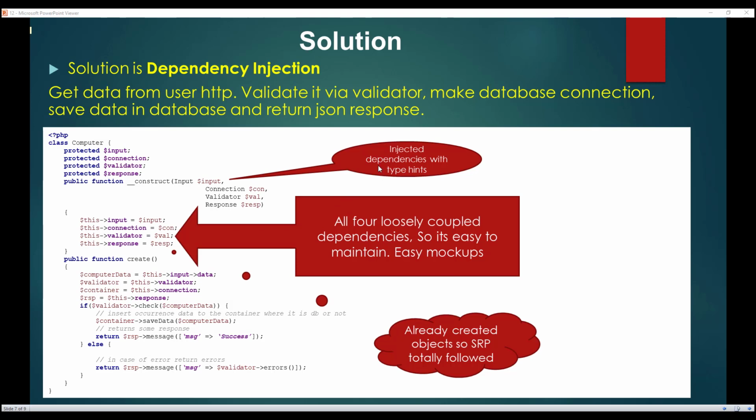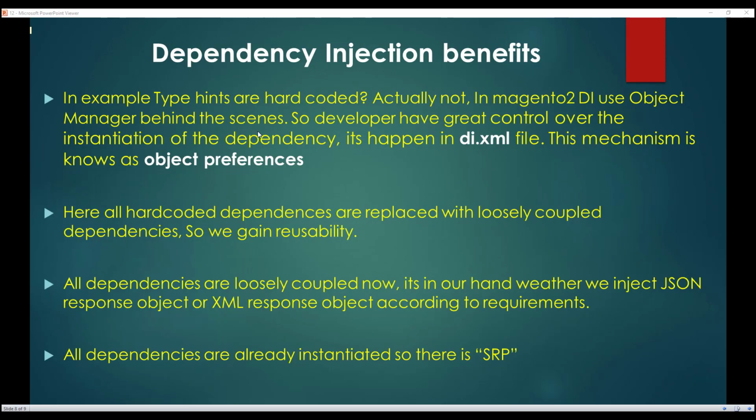Here you can see that all four of our dependencies are now loosely coupled, so they are easy to maintain, and making mockups is also easy. Here we are also following the single responsibility principle. We are not creating any objects here; we are just receiving and using them. So let's see the benefits of dependency injection.